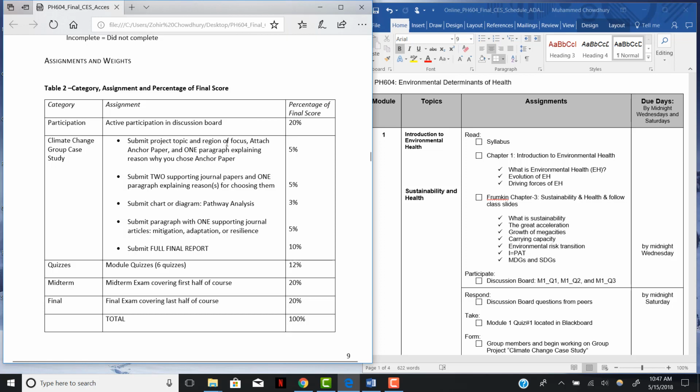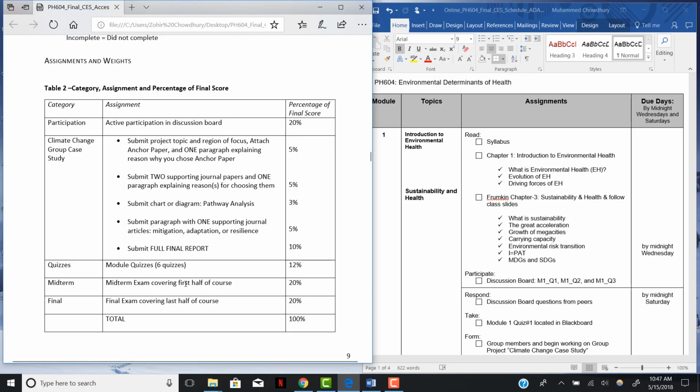That's why I divided the project into multiple components, so that you are able to put together a very good product at the end that meets the expectations of the accreditation agency, as well as our expectations for this course. And then the quizzes, which will be almost every week: there will be 6 quizzes altogether for a total of 12%. Each quiz is about 2% of your grade.